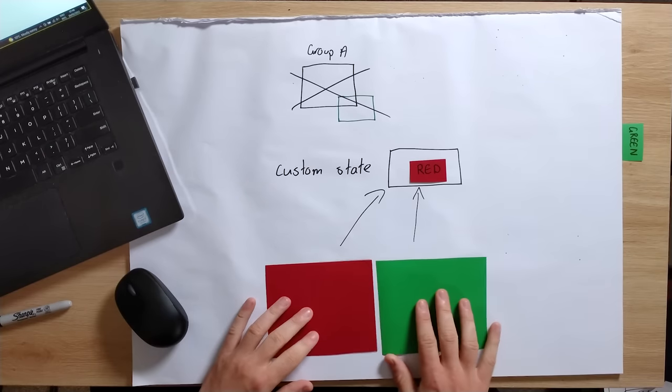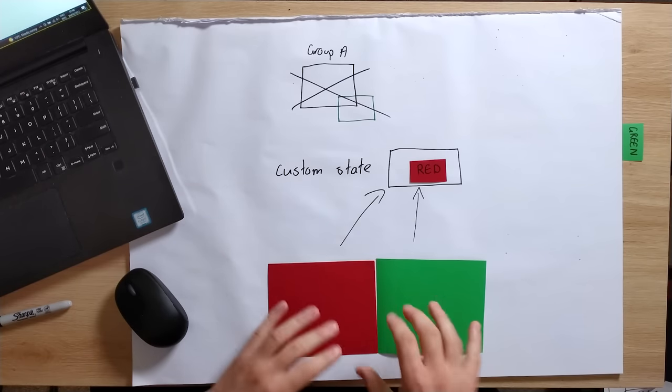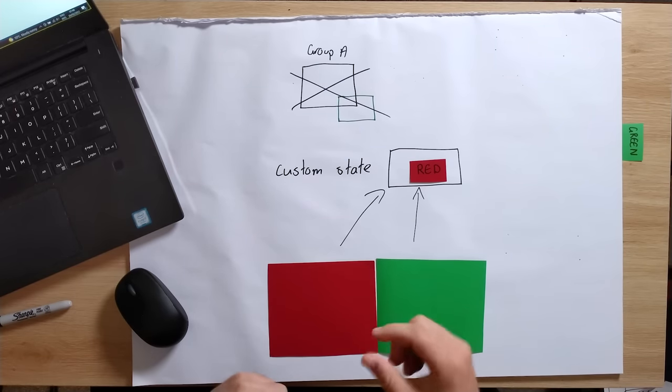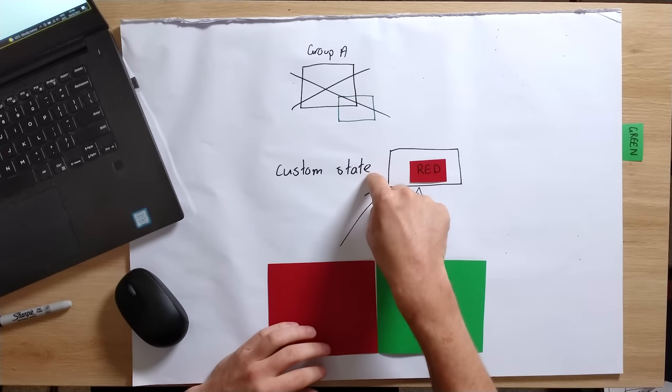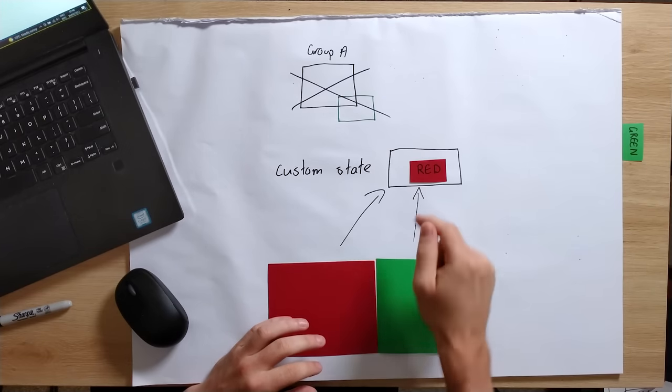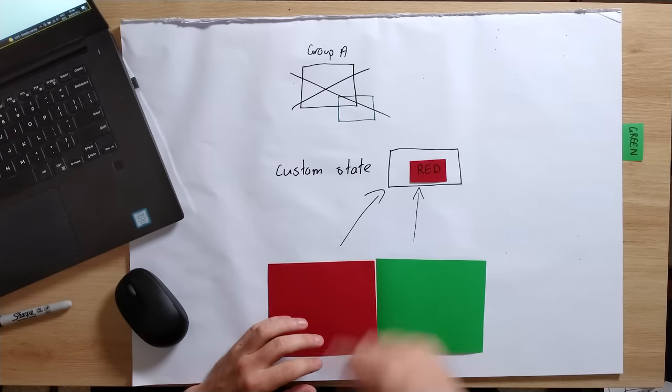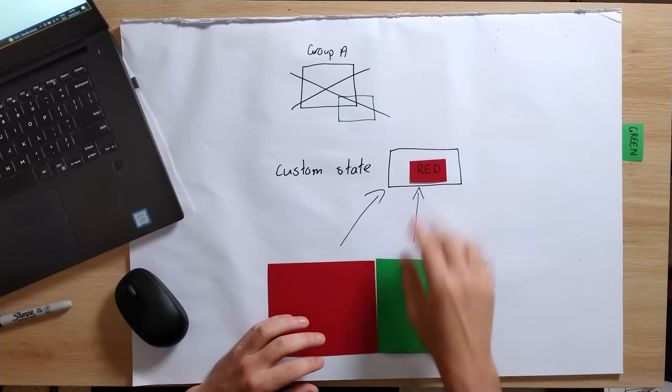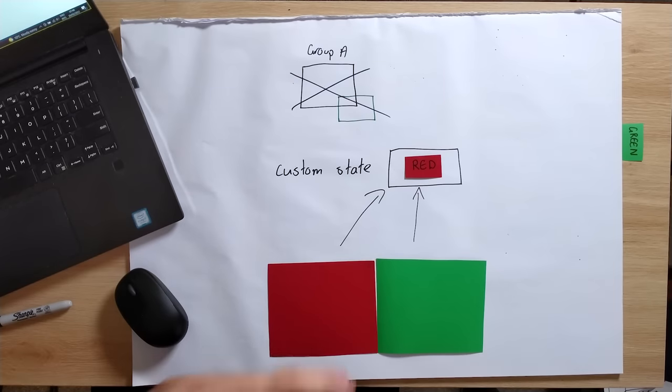So these shapes, as before, like any condition, are constantly asking themselves the question: in this case, what is the custom state value? They're asking themselves that over and over again, and any time it changes, their behavior is going to change.